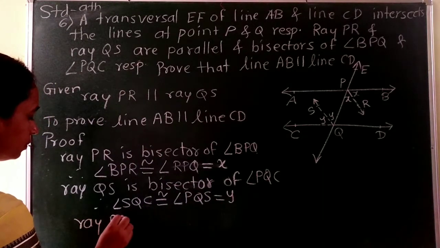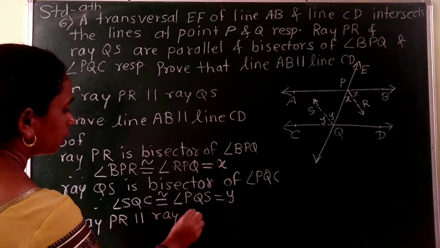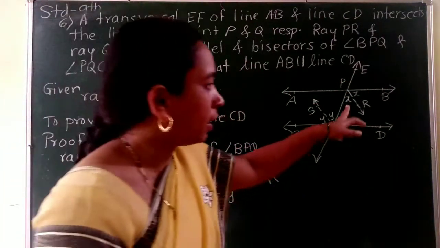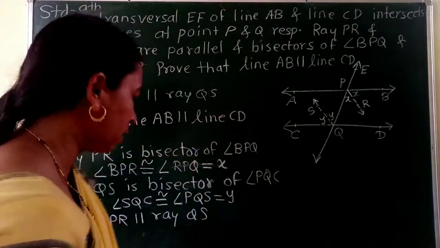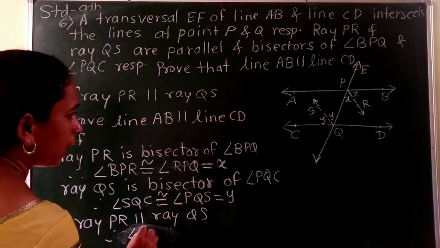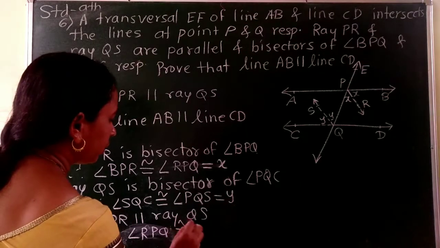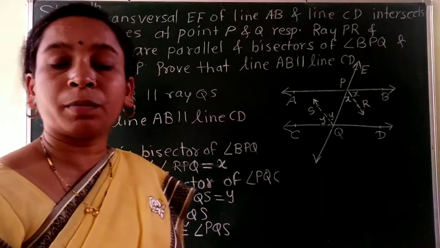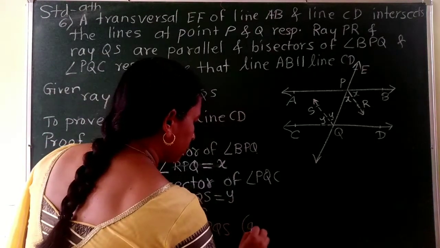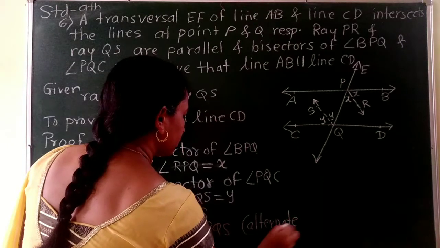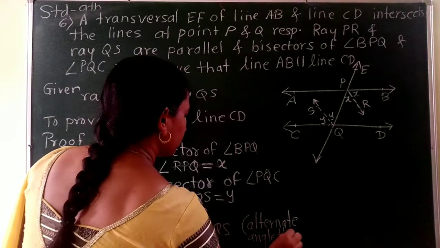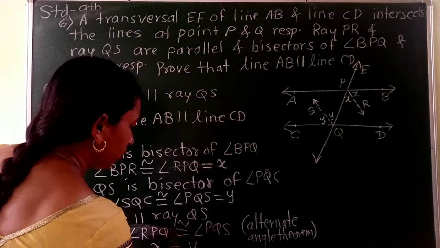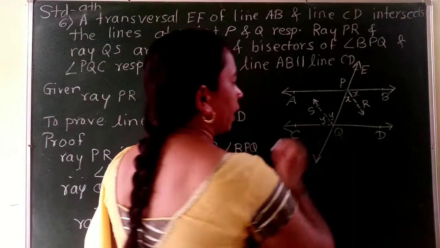It is given that ray PR is parallel with ray QS. If ray PR and ray QS are parallel with each other, then X and Y are the alternate angles, so those are congruent. Angle RPQ is congruent with angle PQS. Why are these two angles congruent? Because these are the alternate angles. So by the alternate angle theorem, these two angles are congruent. Angle X is equal to Y.